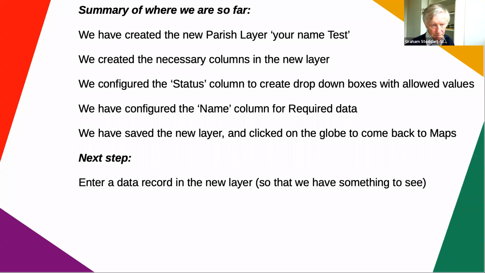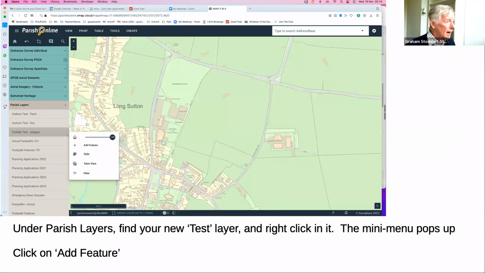And on your system, we're now back on the sort of initial screen, and we now want to add a record in your new layer. So the way to do that is to go down to your test layer in your parish layers and right click on it. Anywhere in the layer that says test, right click, and that will pop a mini menu. And what we're going to do now is add a feature. So by all means, just click on add feature.